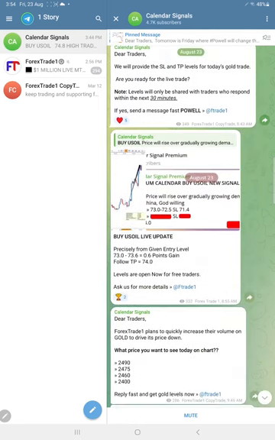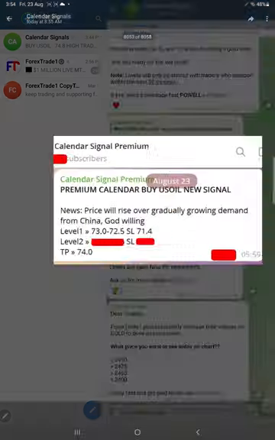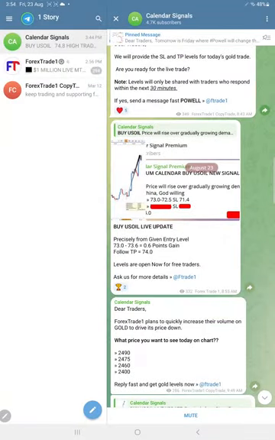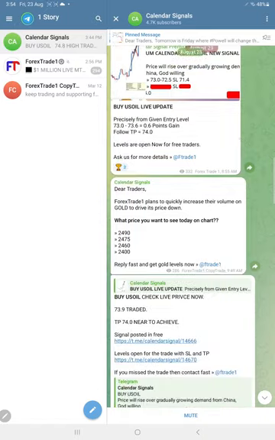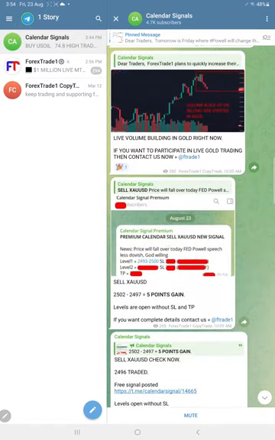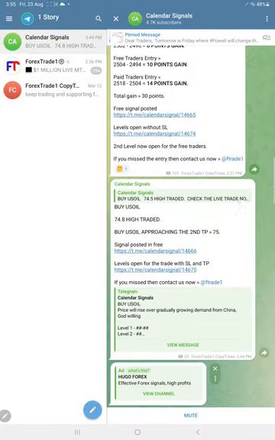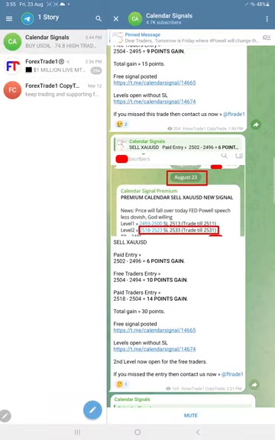And later today, we shared the screenshot from our premium channel revealing the US oil level 1. And later at 10 a.m. GMT, we shared the screenshot from our premium channel revealing the gold level 1. And if you see the overall performance of today's signals, total 30 points gain on gold traded from our given level 1, level 2.